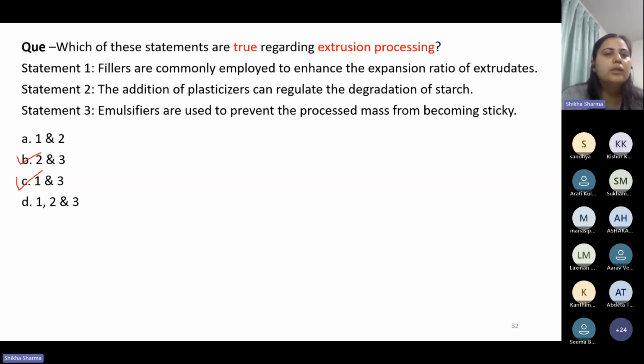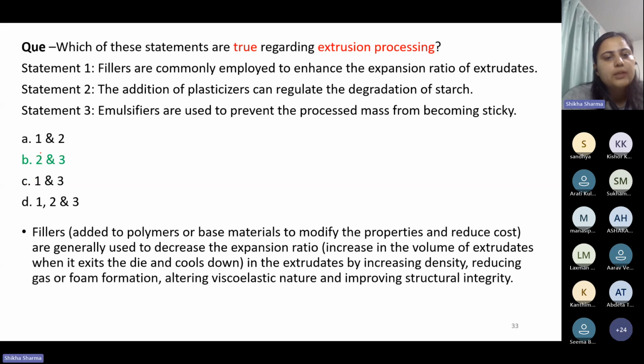So who is saying B is correct? Can you tell me why you are saying that statement one is incorrect? A very minute difference is there. So B is correct. Fillers are basically added to the polymers or base materials to modify their product properties and sometimes to reduce the cost, and they are generally used to decrease the expansion ratio, not enhance. It decreases the expansion ratio.